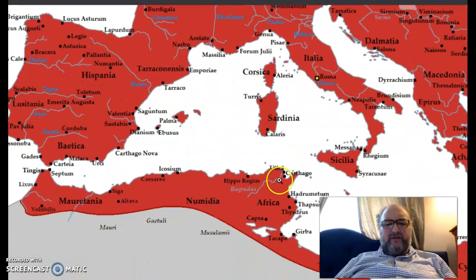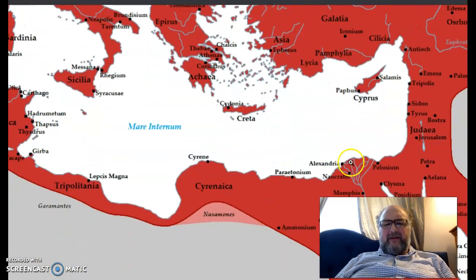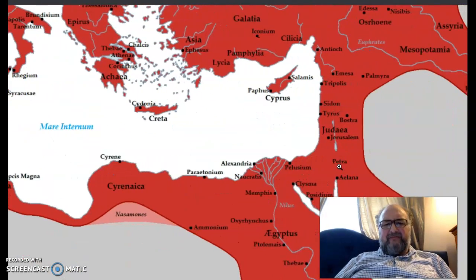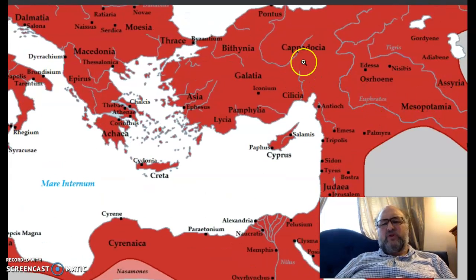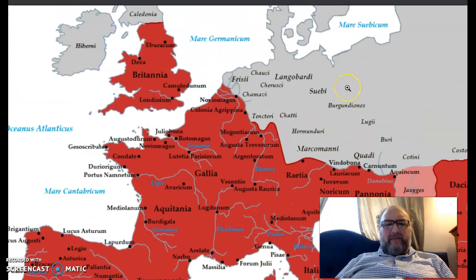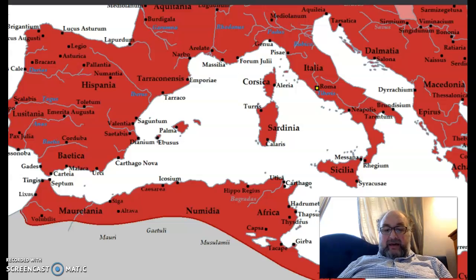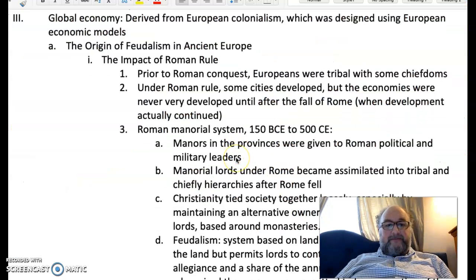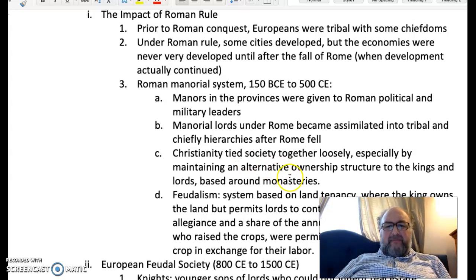The other part of the world is different, of course. This is Carthage, ancient civilizations here in Africa. You don't have that same sort of lack of prior existing civilization. Of course, in the Middle East and Turkey, you have Troy, you have Mesopotamia, Persian empires, etc. But in Europe, it's very much tribal and not very highly developed. Okay, so under Roman rule, some cities developed, but the economies were never very developed until after the fall of Rome.